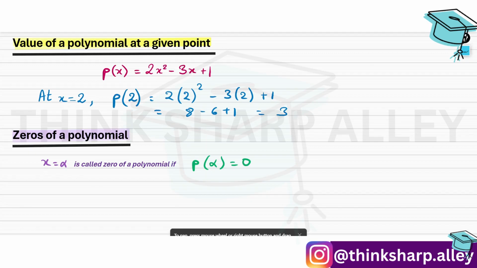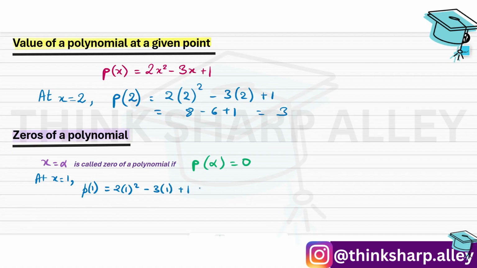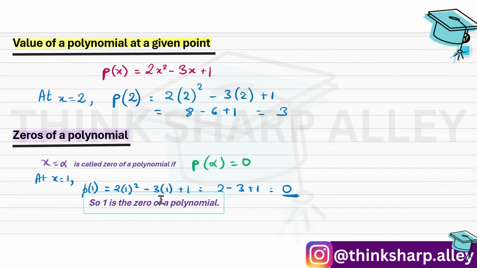Let's see what we are getting. p(1) is 2 into 1 square minus 3 into 1 plus 1. So the value is 2 minus 3 plus 1, which is equal to 0. So here, since the value of the polynomial becomes 0, we will say that 1 is the zero of the polynomial. So value is what we get after substitution, and zero is the value of x that makes the polynomial equal to 0.